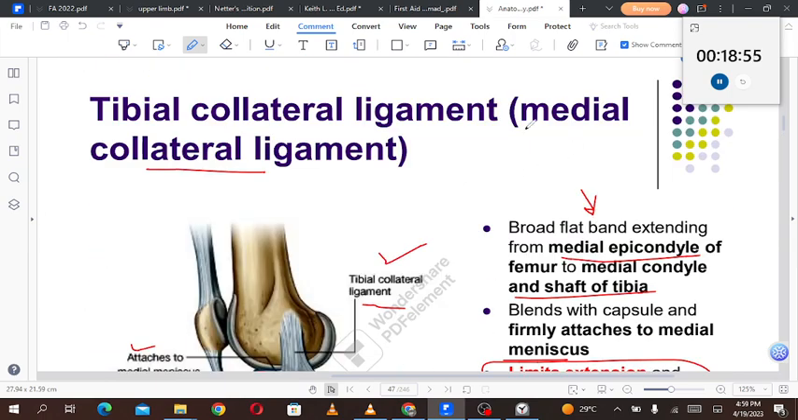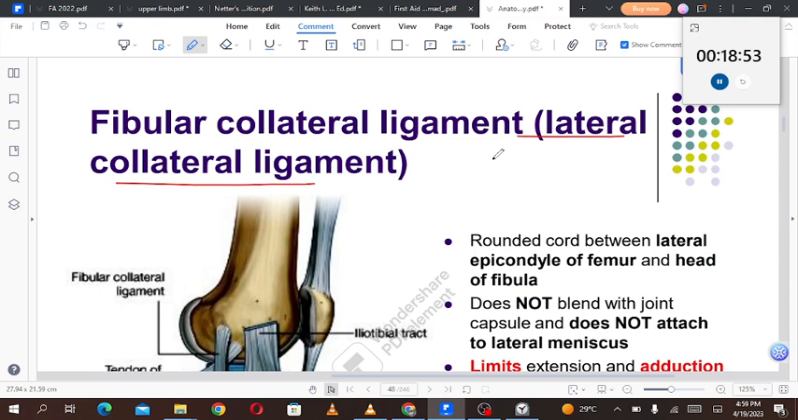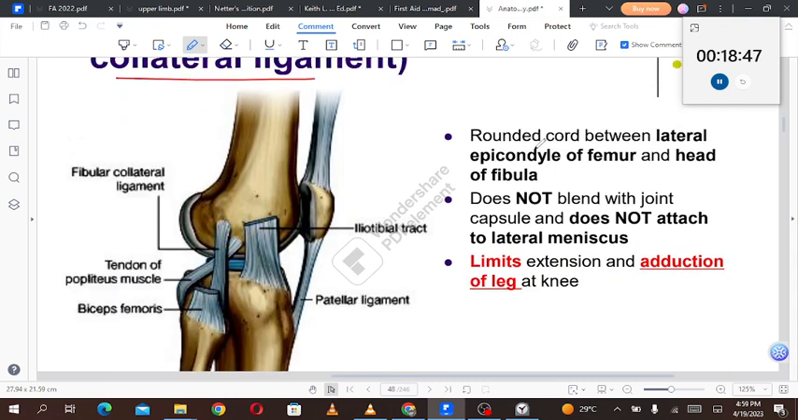So tibial collateral ligament is present on the medial side, while the fibula is present laterally. So the fibular collateral ligament is also present laterally. It is a rounded cord between the lateral epicondyle of the femur and the head of fibula. This is the fibular collateral ligament. It is not a broad band. It is a rounded cord between the lateral epicondyle of femur and the head of fibula.